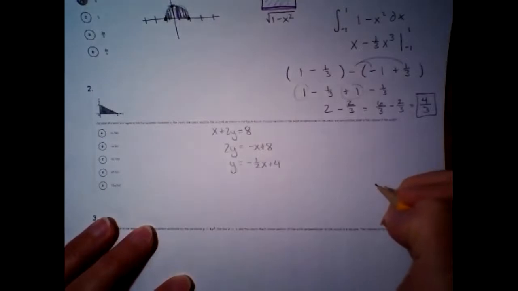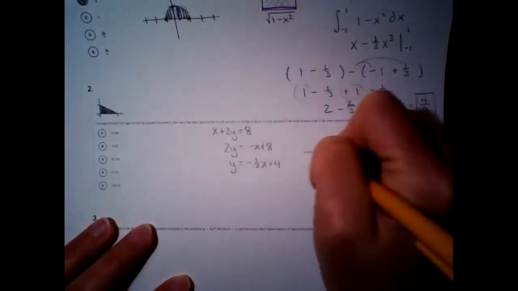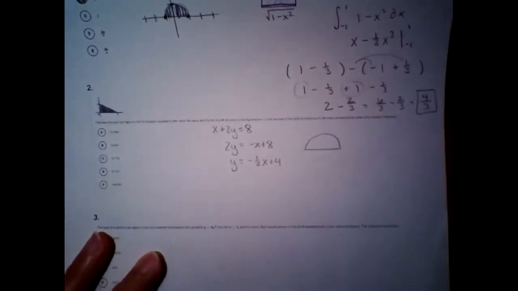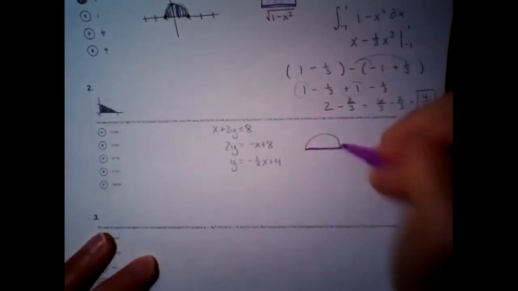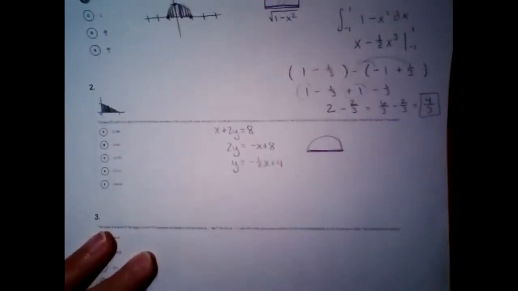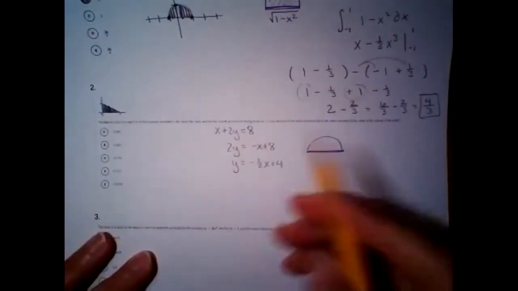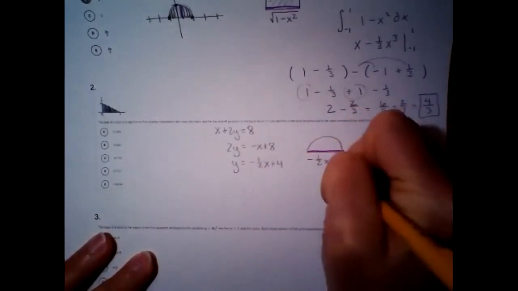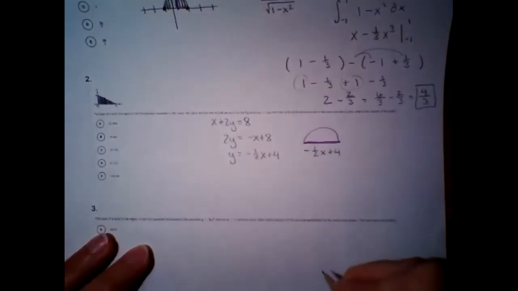And it says that our shape is a semicircle. So here's our semicircle. The base of it matches up with upper graph minus lower graph, which the lower graph is the x-axis. So it's just going to be this, negative 1/2 x plus 4. And then we're ready to set up the integral.